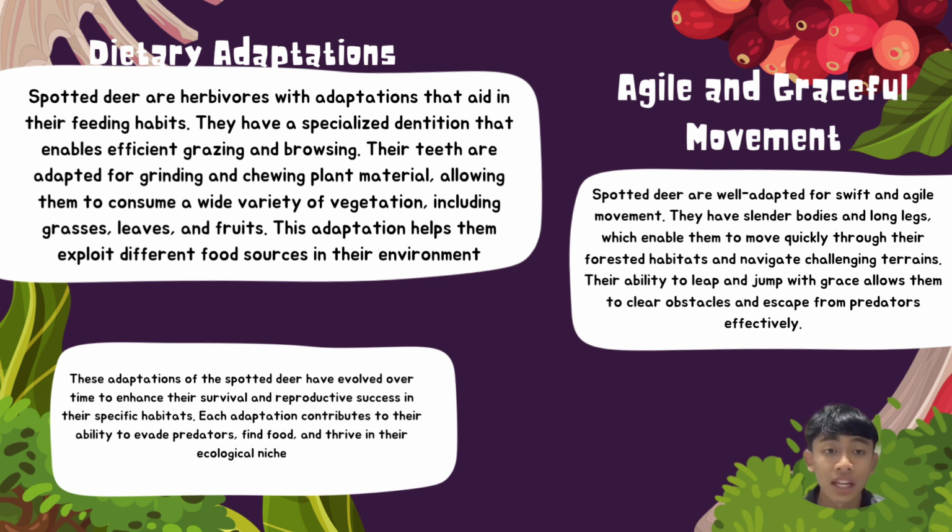So, agile and graceful movement. Spotted deer are well adapted for swift and agile movement. They have slender bodies and long legs, which enable them to move quickly through their forest habitat and navigate challenging terrain. Their ability to leap and jump with grace allows them to clear obstacles and escape from predators effectively.